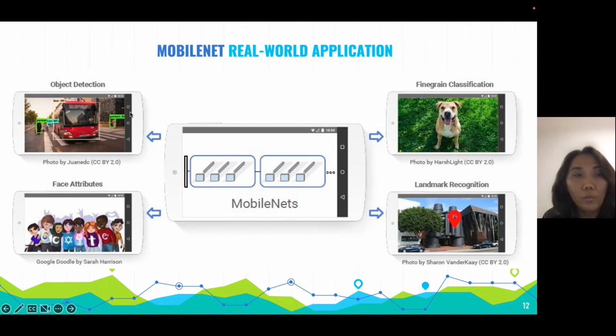MobileNet is used for object detection, like in Tesla, fine-grained classification to extract a single object from an image with a cluttered background, face attributes in video surveillance and criminal investigation, and landmark recognition as in Google Maps.